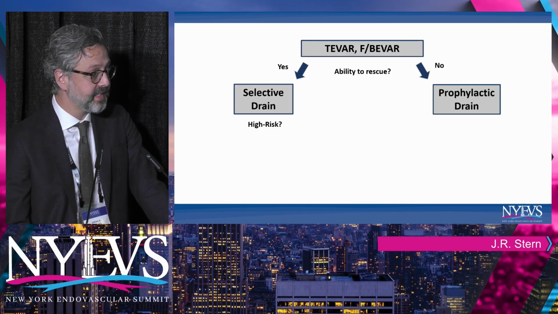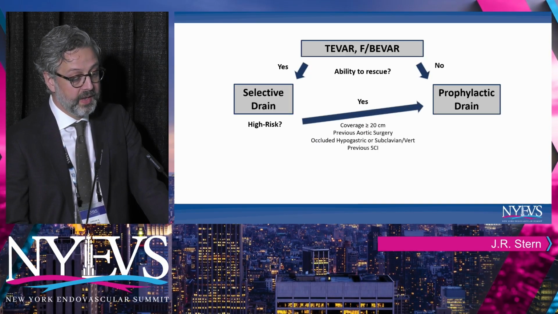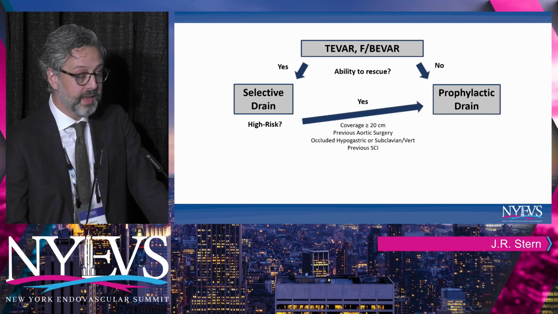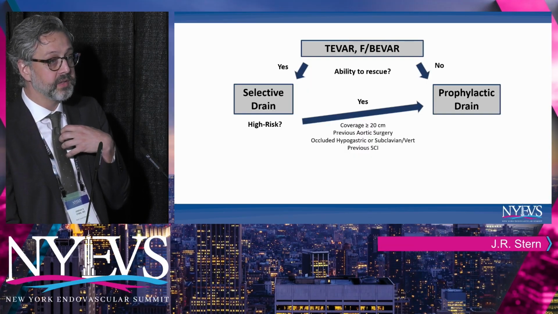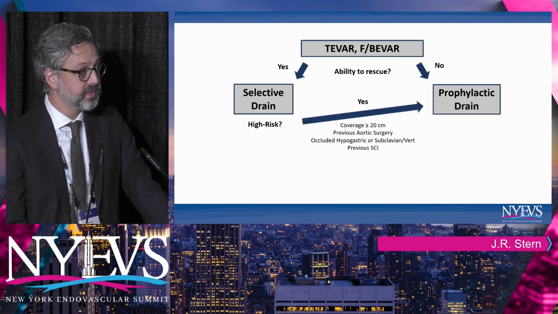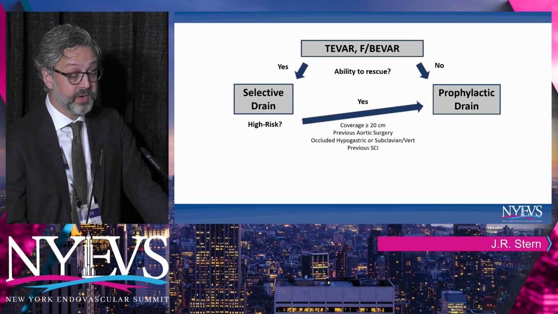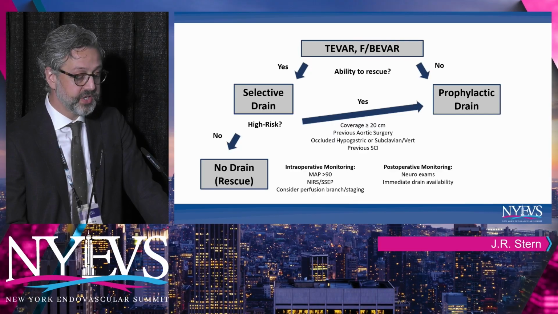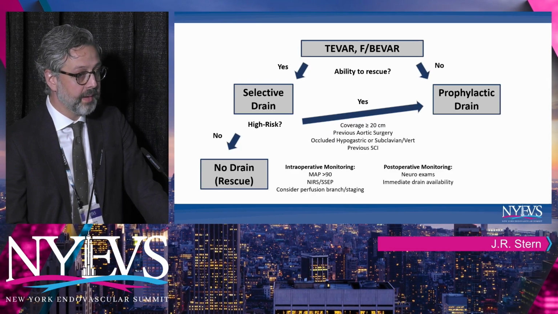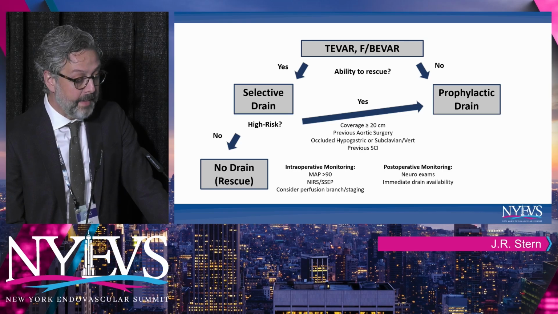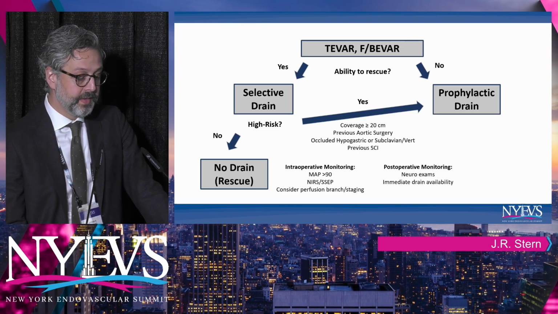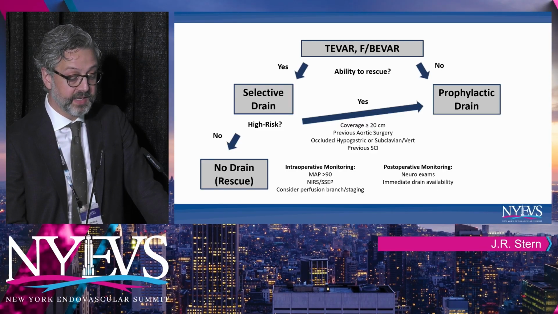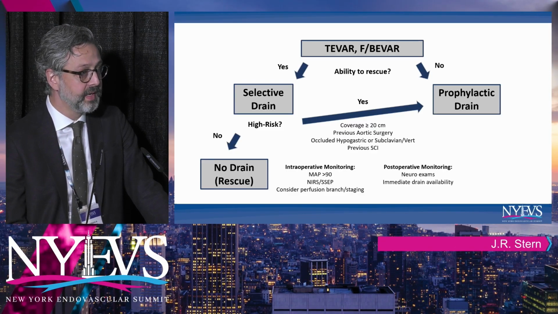And the first question you then need to ask is, is this patient high risk? If they're high risk, so I would say coverage over 20 centimeters, some people are a little more conservative than that, previous aortic surgery, occluded hypogastric. Personally, every SCI I've ever seen had an occluded hypogastric. And so that to me is probably the most important factor, just based on personal experience, and previous SCIs. If they don't meet any of those high risk criteria, I think you can go with a rescue drain strategy, and then you just kind of need to employ these intra and post-operative mitigation strategies: keeping the MAP up, having a way to monitor with NIRS and things like that, considering perfusion branches if you do see a problem intraoperatively, and then post-operatively, again, just the ability to recognize and diagnose problems quickly.